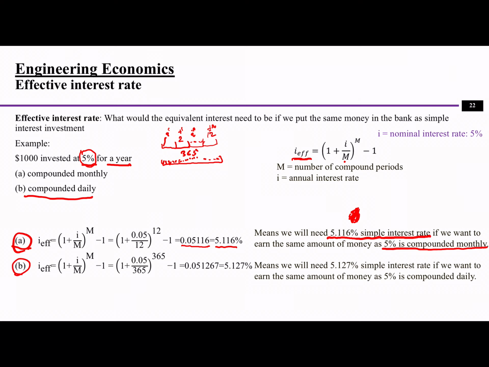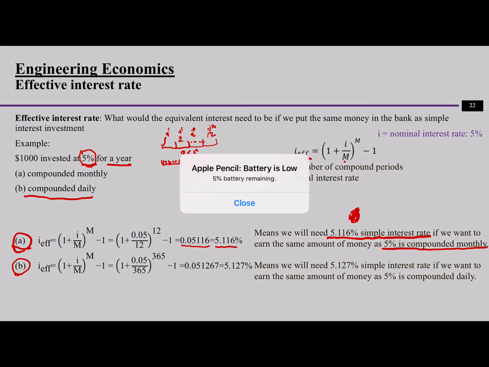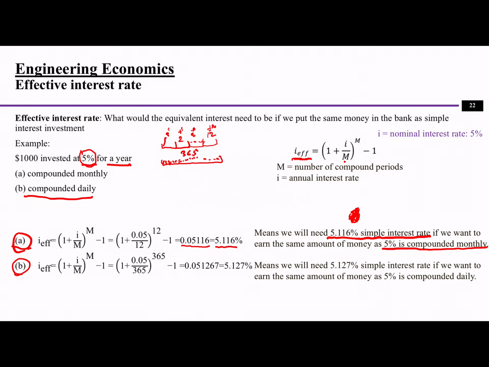Similarly, now let's calculate B. The effective interest rate for B will be 5.127%. So you can see that the more periods you compound within a certain time, the higher your effective interest rate.